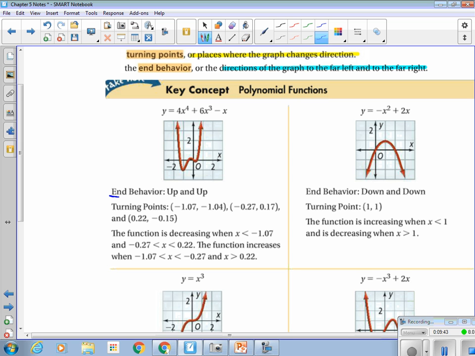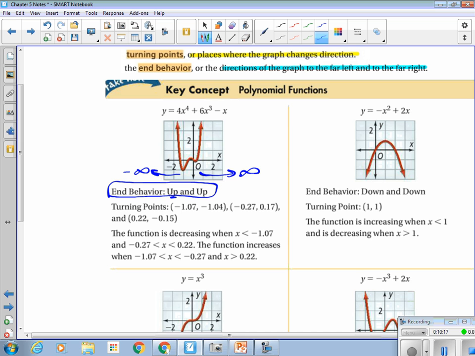Now the end behavior. As we get really negative or approach negative infinity, our graph is going up. So as we go closer to negative infinity, we're going to get higher and higher. And then you look at it as you go towards infinity. What's your graph doing? Oh yeah, it's going up as well. So we say our end behavior is up and up. Up on the left, up on the right.